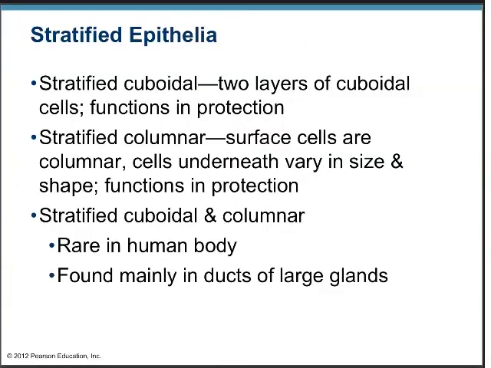Stratified epithelia come in several forms. Stratified cuboidal epithelia are where you have two layers of cuboidal cells, and these primarily function as protection. Stratified columnar epithelia are where the surface cells are columnar and the cells underneath can vary in size and shape, and they also function in protection. Stratified cuboidal and columnar tissue are rare in the human body. We find them primarily in the ducts of extremely large glands.